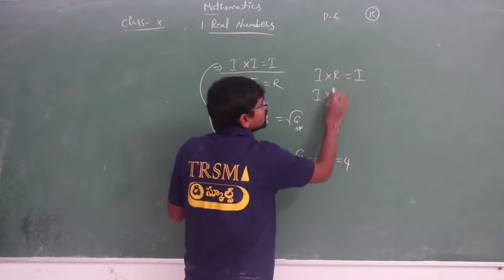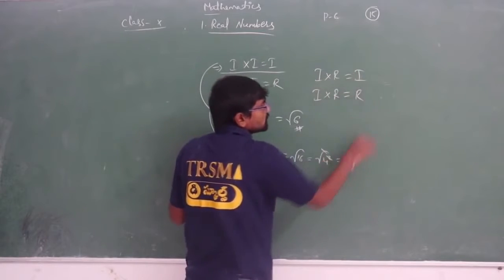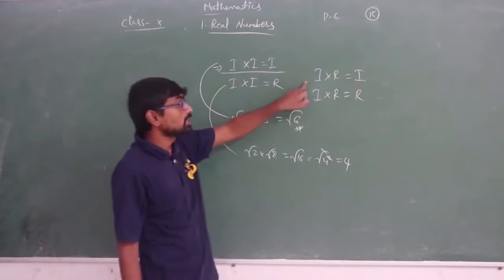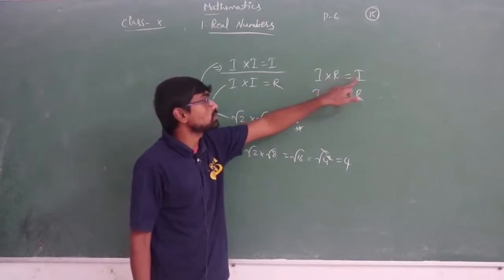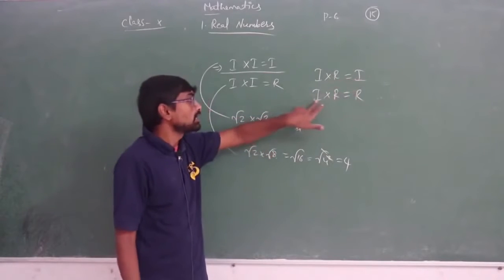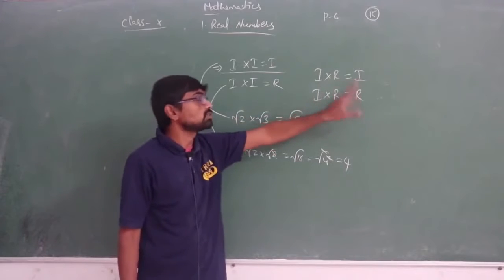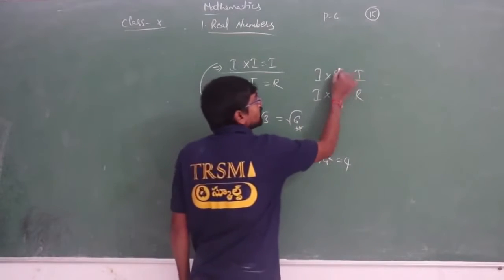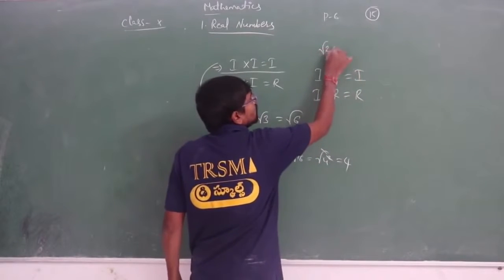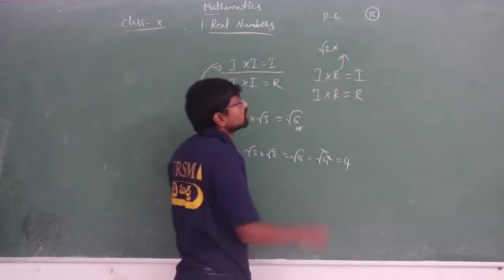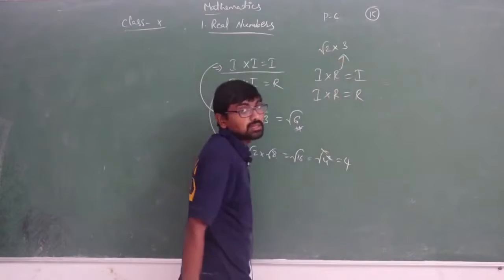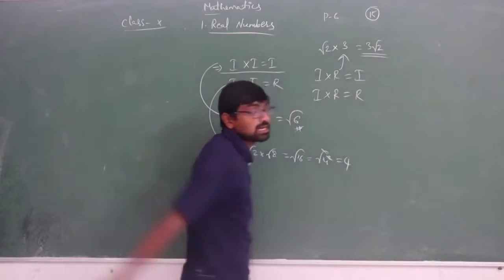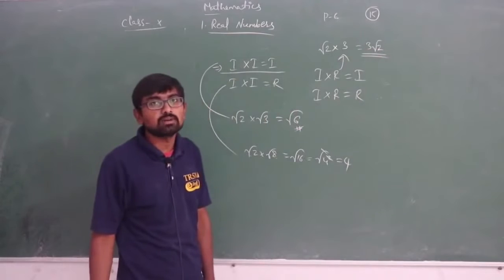Is it possible that irrational into rational is equal to irrational, and irrational into rational is equal to rational? Yes, absolutely. If I take the first example, root 2 into, if I take the rational number as 3, how much am I getting? 3 root 2. Is it an irrational number? Yes, absolutely, it is an irrational number.